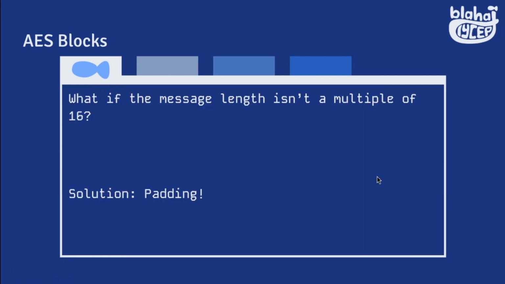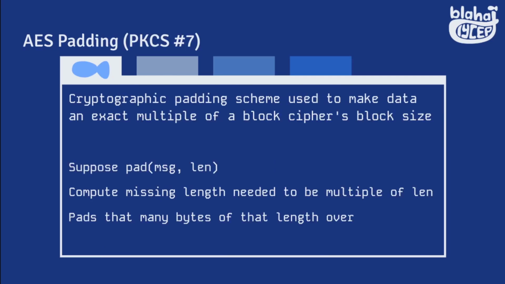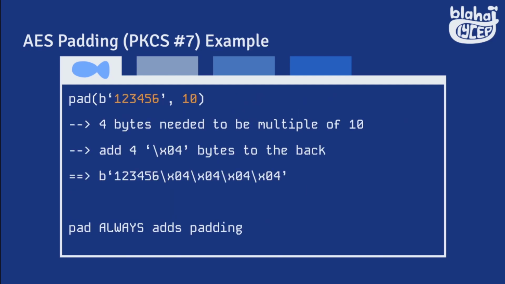So the solution to this is something called padding. The specific protocol of padding we use is called PKCS number 7. What it means doesn't matter, but it is a standard protocol that is very widely used. PyCryptodome uses it, and most AES implementations also use it. Let's use an example to illustrate. Say we have 1, 2, 3, 4, 5, 6, and we want to pad it to a string of 10 bytes. Obviously 10 minus 6 is 4, and we need 4 more bytes.